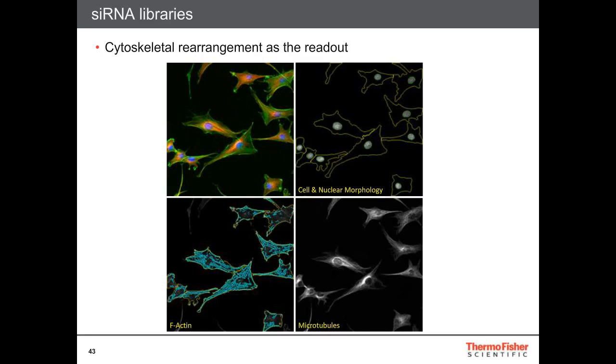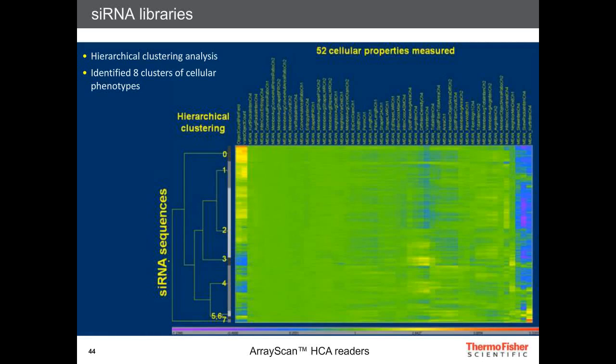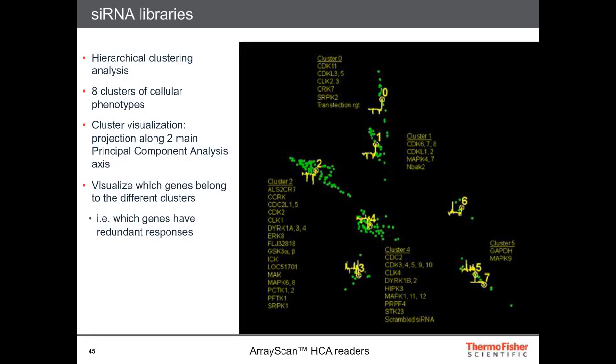Software segments these cells, is able to identify both actin microfilaments as well as microtubules, and from there perform a high throughput quantitative analysis. We're able to look at 52 cellular properties simultaneously across the treatment of various kinases knocked down with siRNA, and we can cluster them based on conserved responses across those 52 parameters. We'll visualize them along the two main principal component analysis axes and start to group them and have a look for how these genes may fall into conserved signaling pathways across the board. We can actually look at which kinases fall into which clusters.